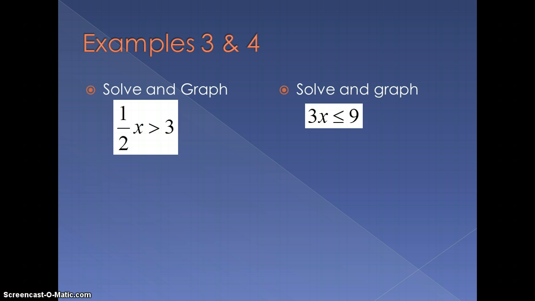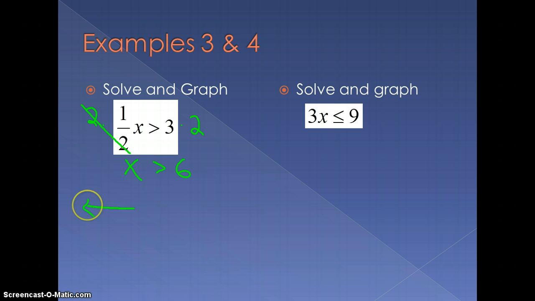Couple of examples here with multiplication and division. I have 1/2 times x is greater than 3. To get rid of the 1/2, I multiply both sides of the inequality by 2. Those cancel out. I get x is greater than 6.